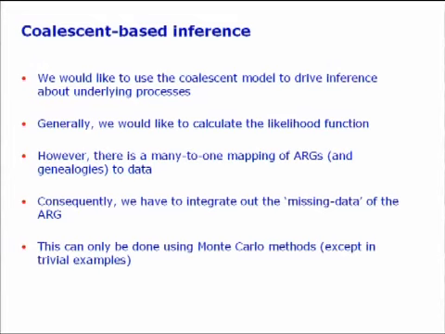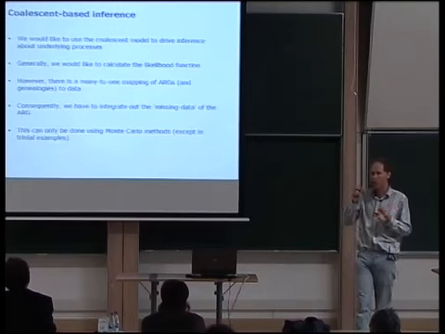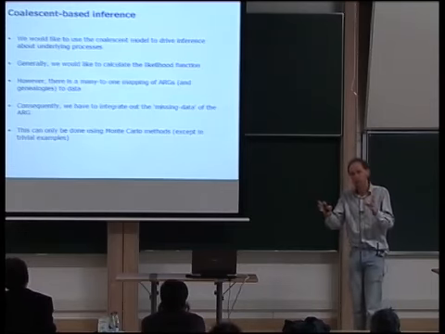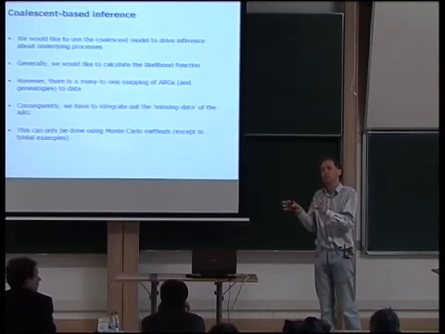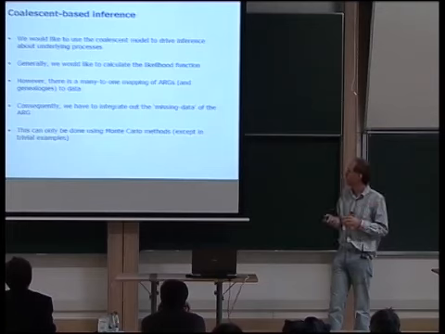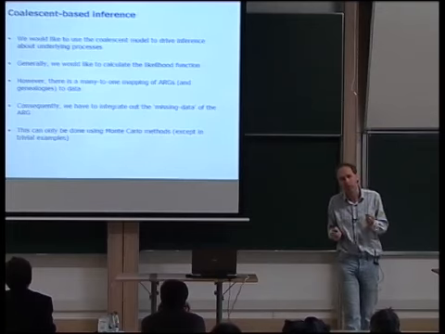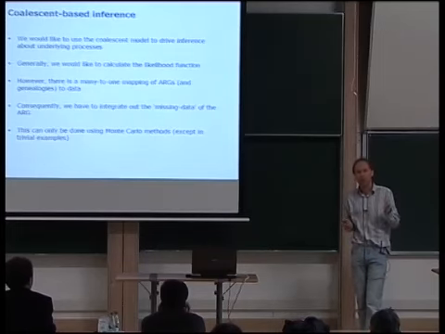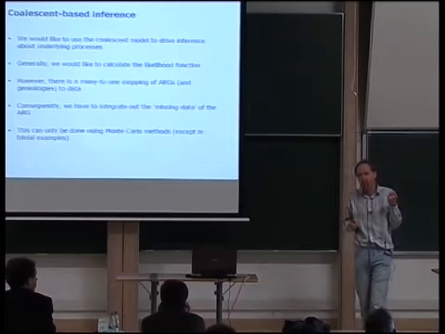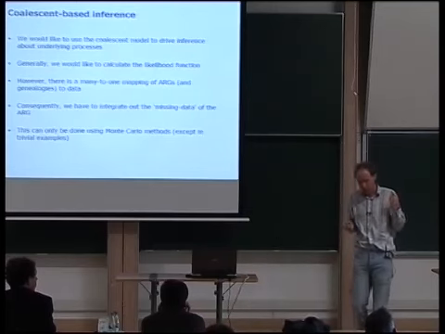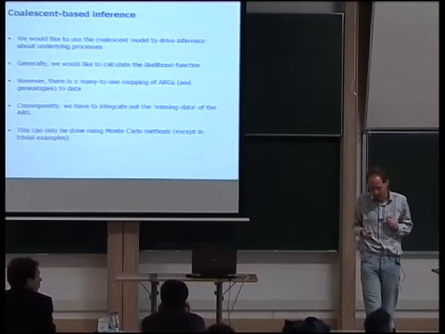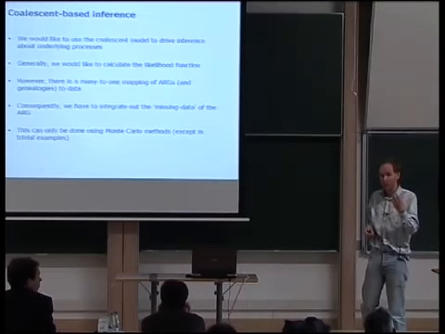However, there is a problem, which is that there's a many-to-one mapping of these graphs, or joint genealogies, to the data. That is, if I give you a data set, there's not a unique tree which could have given you that data. There are lots of different joint trees. So to calculate this likelihood, I've got to integrate out the missing data, which is the genealogy. Basically, I'd have to consider all those genealogies which are compatible with the data or could have given me the data. I can integrate over that, and that will give me the likelihood.